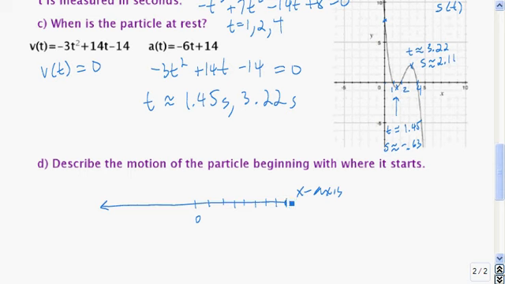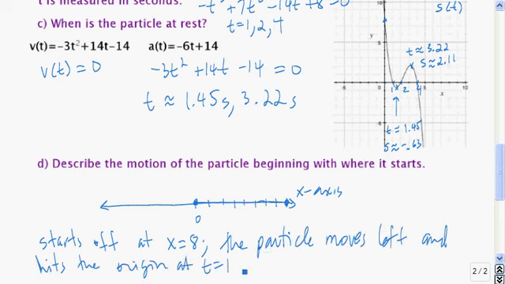Okay, so as I said, the particle starts off at x equals 8. Then as time goes from t equals 0 to t equals 1, we see that s of t, the y value there, is getting smaller and smaller and smaller. Then finally at 1, s of t is 0. So that means that at t equals 1, the particle is at 0. So then I can write: the particle moves left and hits the origin at t equals 1.